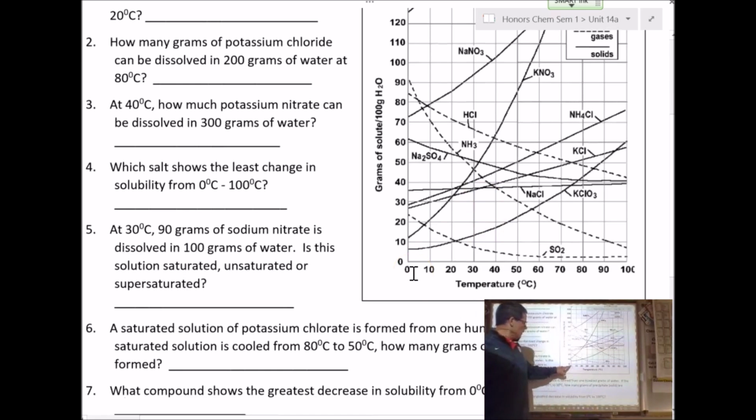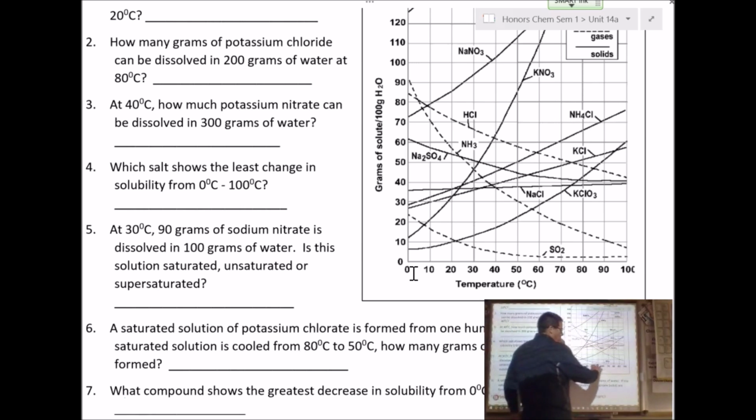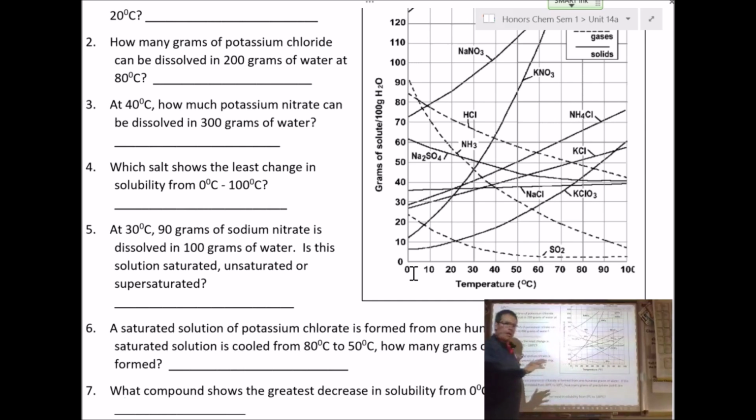Along the x-axis, you'll notice you see temperature here. And I apologize, the last 0 in the 100 got kind of cut off there. So we have temperature. And along the y-axis, we have grams of the solute. And again, solute is the thing being dissolved. And what these are all being dissolved in is 100 grams of water. Okay? And as the temperature rises, typically, what is happening to these curves? Are they going up or are they going down? For the most part, they're increasing.